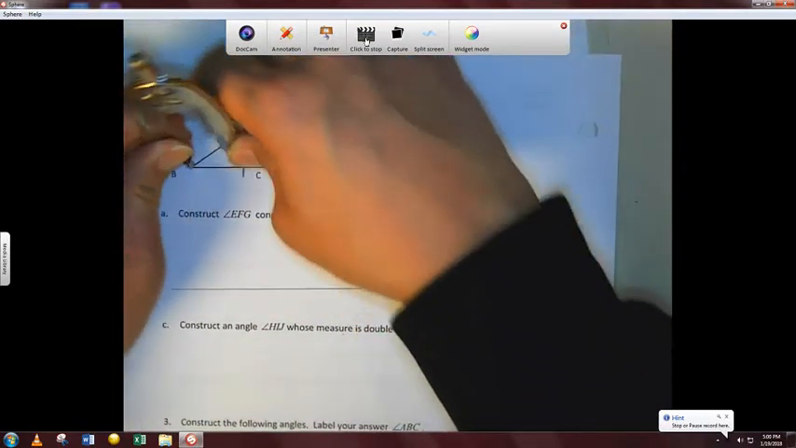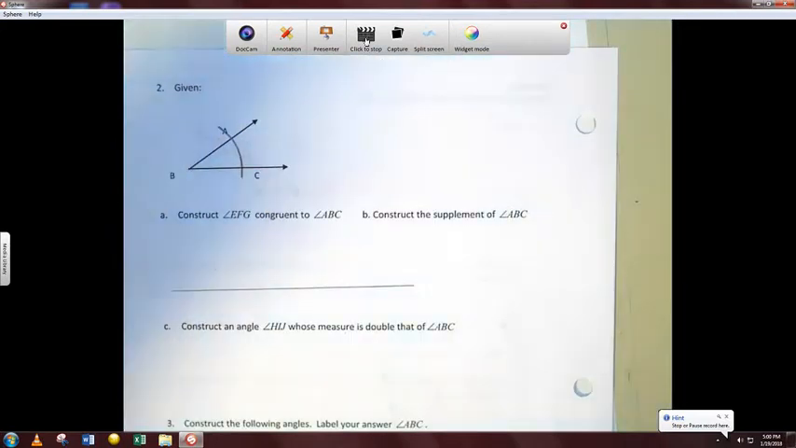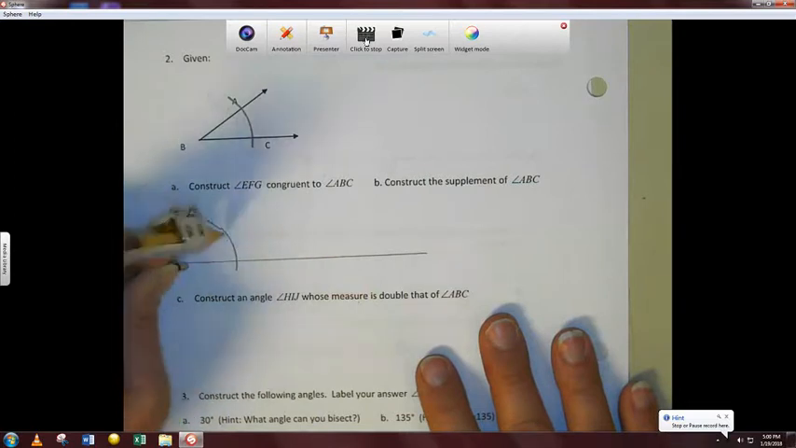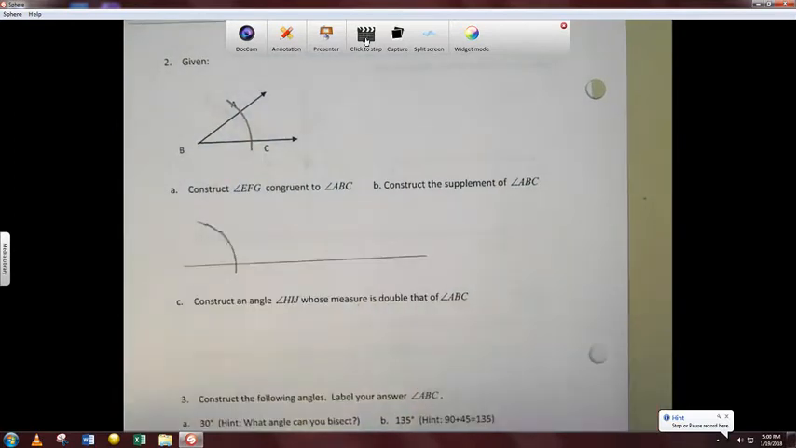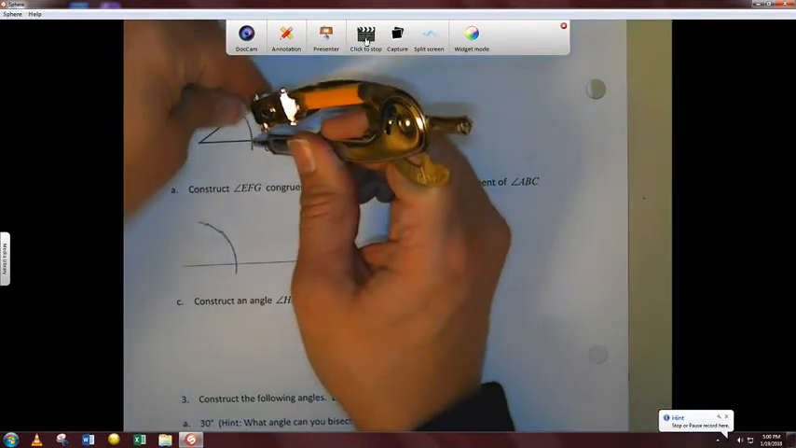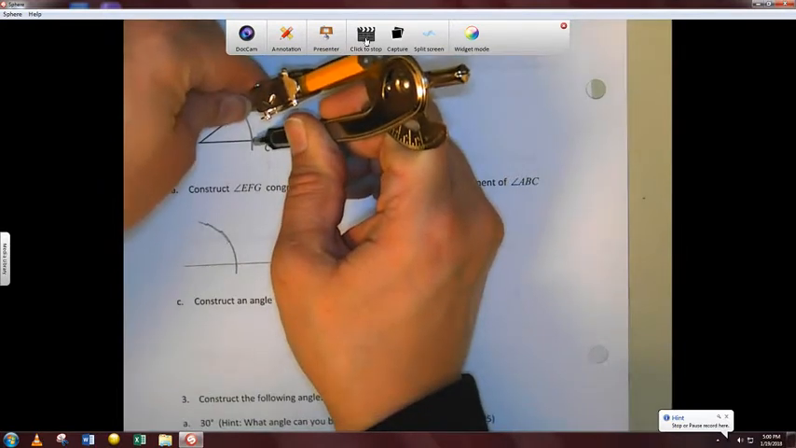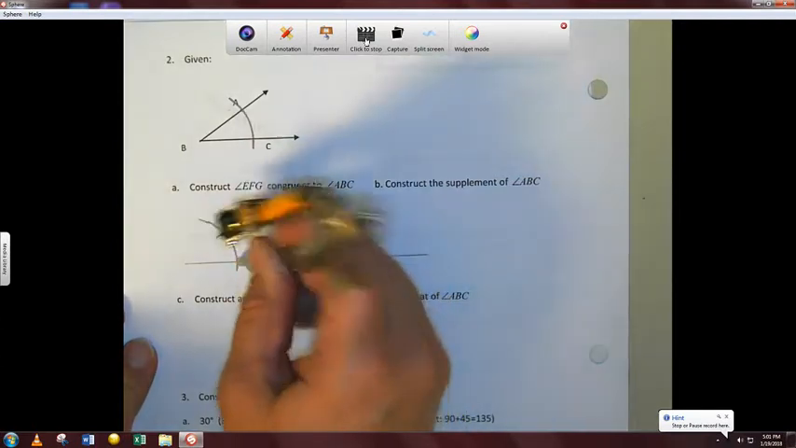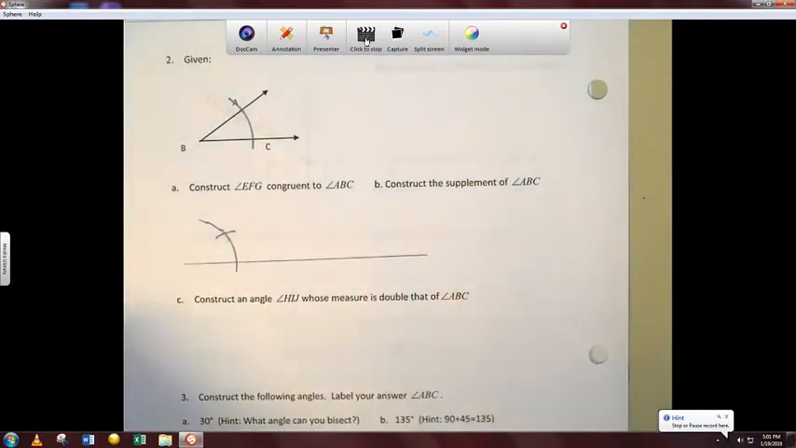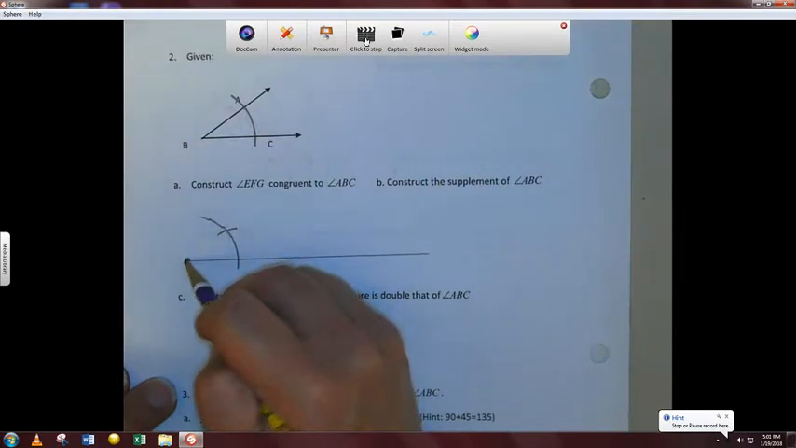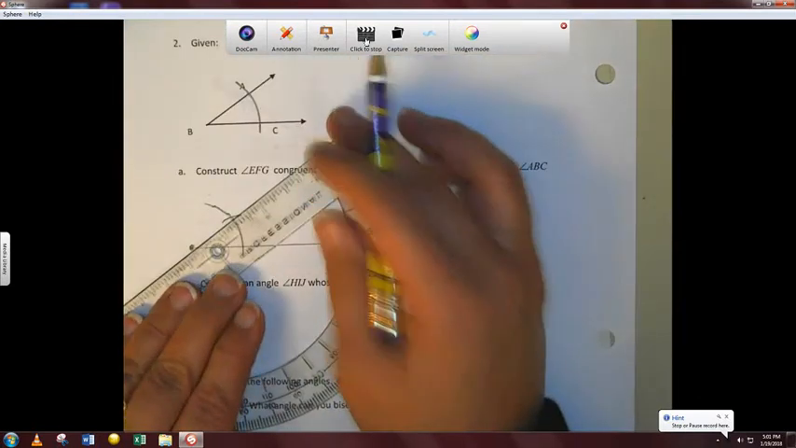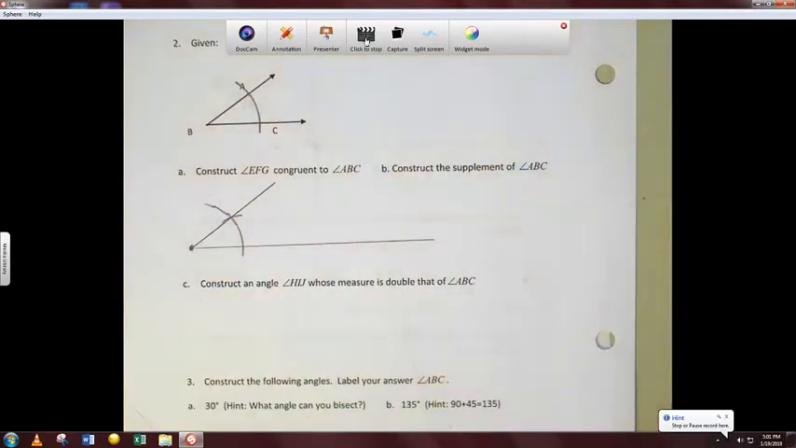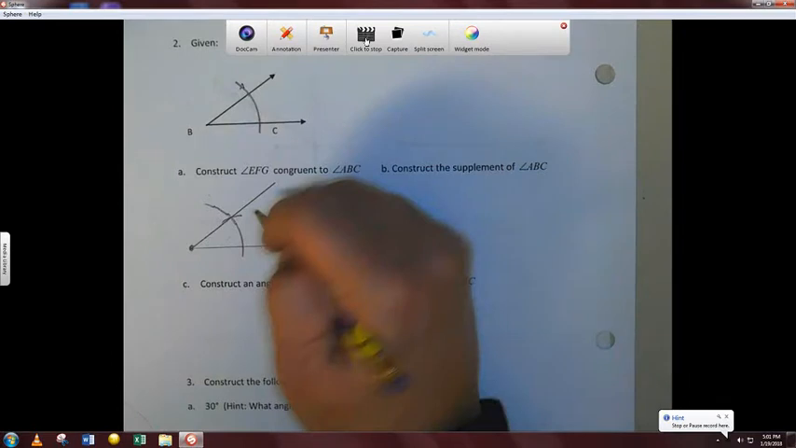So we start by swinging an arc. And then we measure how wide our angle is. And then I can connect that end point of my working line to the intersection of my two arcs. And so then this is angle EFG.